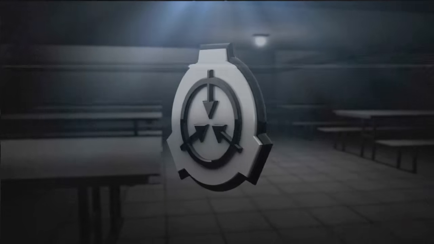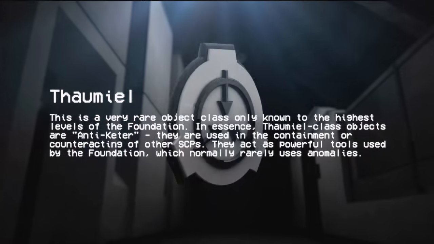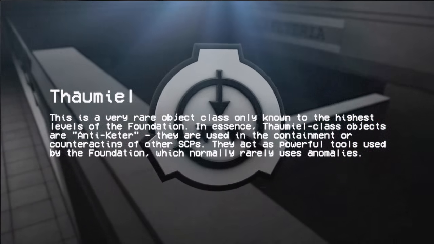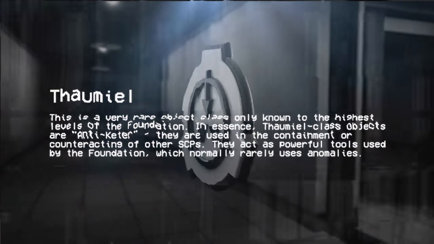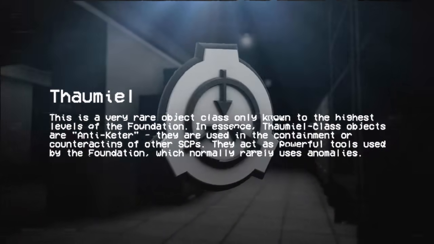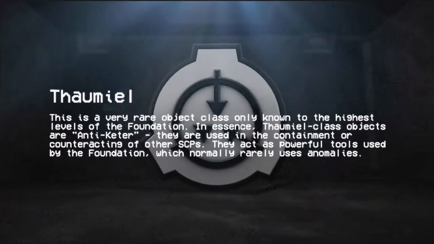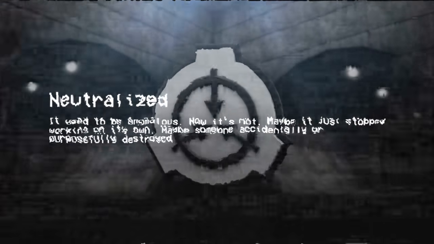In addition, there are a number of esoteric and secondary classes that are used much less than the big three that I just mentioned, but still serve important purposes. Thaumiel. This is a very rare object class only known to the highest levels of the Foundation. In essence, Thaumiel class objects are anti-Keter. They are used in the containment or counteracting of other SCPs. They act as powerful tools to be used by the Foundation, which normally rarely uses anomalies. Some notable examples of Thaumiel class SCPs are SCP-2000, SCP-2003, SCP-3000, SCP-179, and SCP-3031.